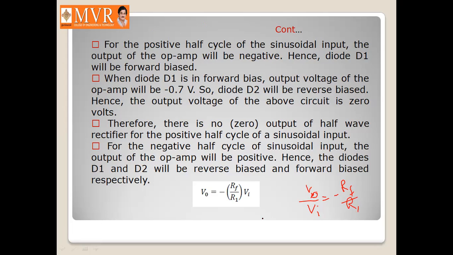When we bring Vi to the right hand side, the equation will be like this. As here Vi is negative, minus of minus becomes positive. Hence the output voltage will be positive. Listen once again. During the negative half cycle, that means the input voltage is negative, so minus into minus becomes positive. The output produced by this circuit will be positive.